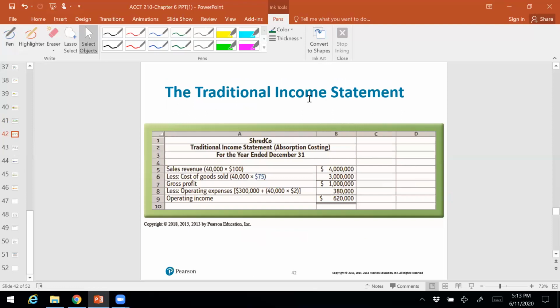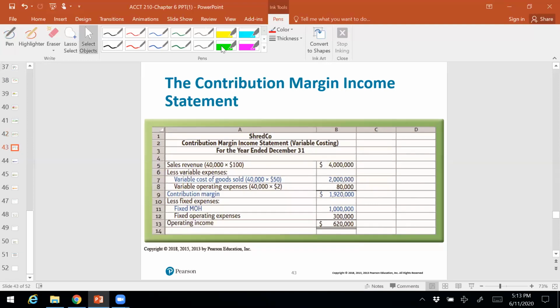When we use our income statement for the traditional, this is the absorption costing, what we have been doing. If we sell 40,000 units, each one is 100, we get our revenue. Cost of goods sold is 40,000 times 75. We get our gross profit. We minus all the operating, this is the fixed, this is the variable. So we get our operating income, 620,000.